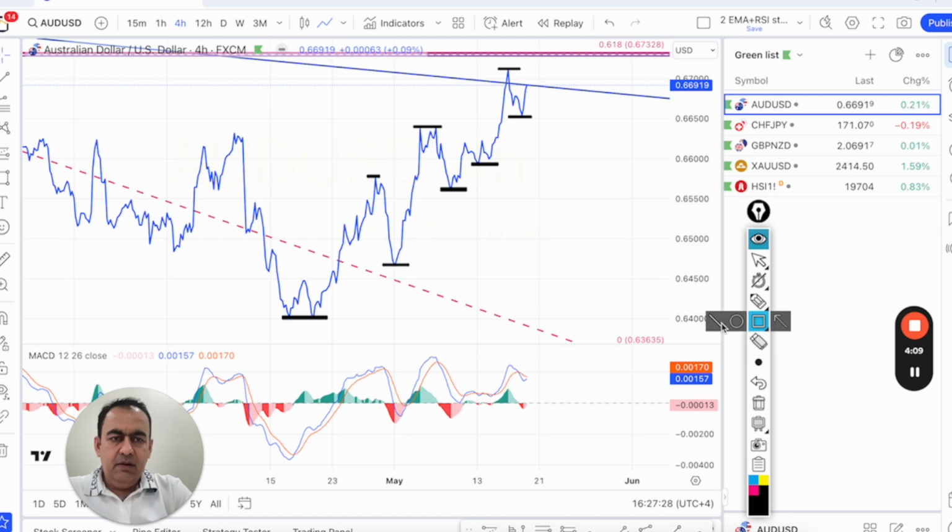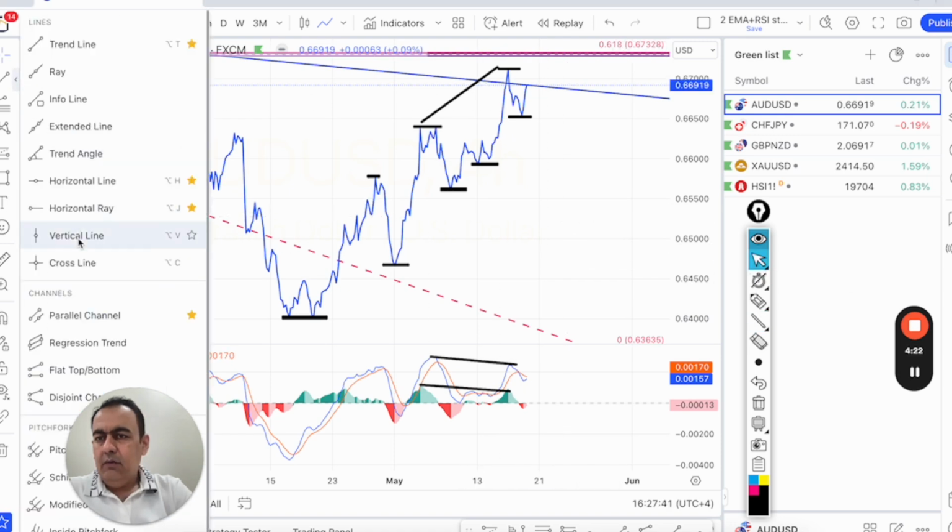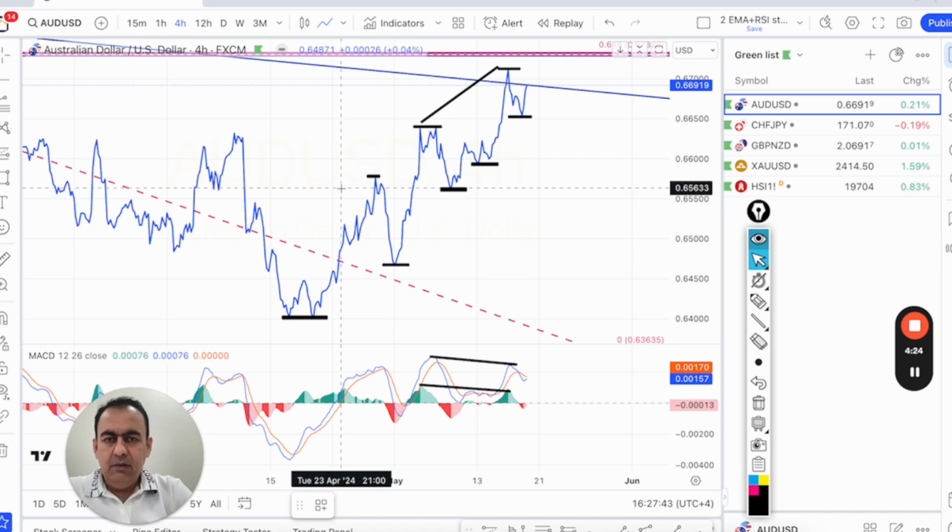Now we got some bearish divergence here between the last two highs. Higher high formed with histogram bearish divergence, and even divergence coming on MACD lines, but the sellers could not take the control. So the BOS is here.